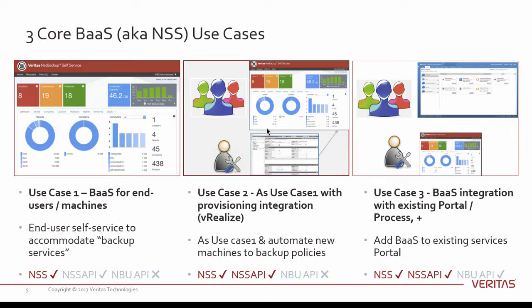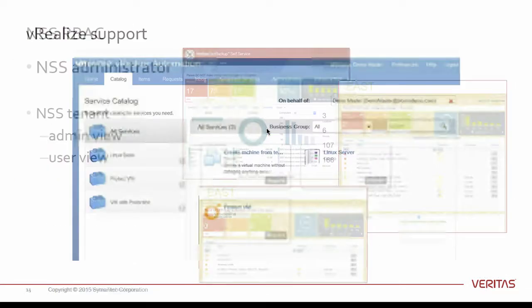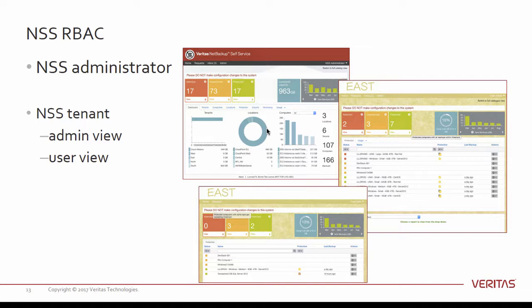Okay then, so on to the RBAC capability. We've got the ability within NetBackup Self-Service for different users to come in and have different profiles within the system. This top screen really covers the NSS administrator themselves, so it gives them a top-level view. They can view utilization information and health information and information about all the machines. At this top level, they've also got a dashboard that shows them information as well.